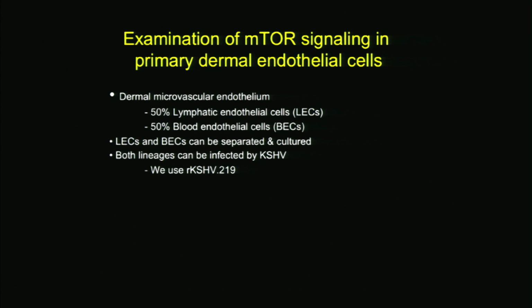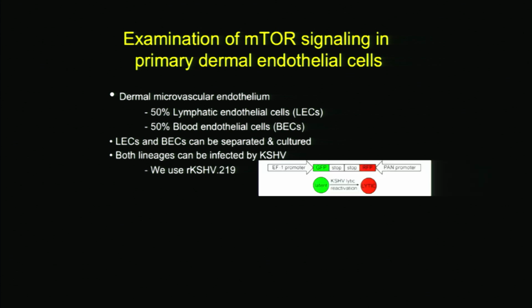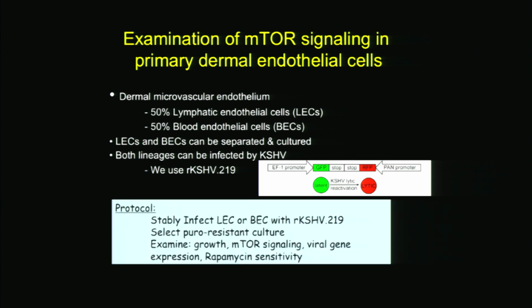That was already known. So we infected them with a recombinant version of KSHV that is marked with GFP in latency and RFP expression in the lytic cycle, so we can tell latent from lytic infection. This virus also carries a puromycin resistance marker, so you can select it. Okay. So what we're going to show you is the result of infecting lymphatic endothelial cells, LECs, or blood endothelial cells, BECs, with this recombinant KSHV219 that's marked in this way. We select stable, latently infected cells with puromycin, and then we examine their growth, signaling, gene expression, and rapamycin sensitivity. Okay. Very straightforward protocol.